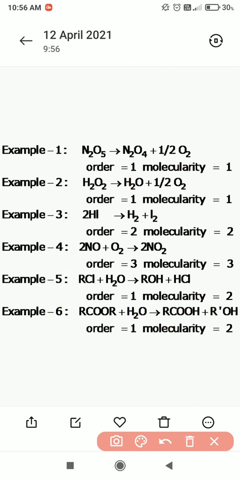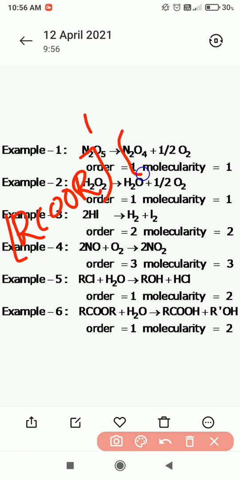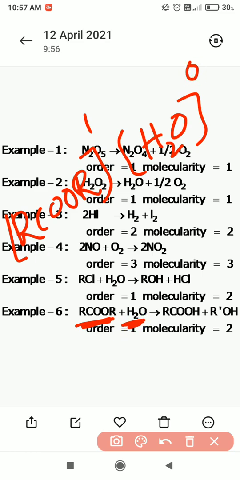Same as when you take an ester molecule. An ester reacts with a water molecule to form a carboxylic acid plus an alcohol. The ester concentration, how many moles are taken? Only 1 mole of ester, so power 1. And the water molecule concentration is considered 0. Therefore the sum of the exponents is 1 plus 0, that is 1. So the order is first order.